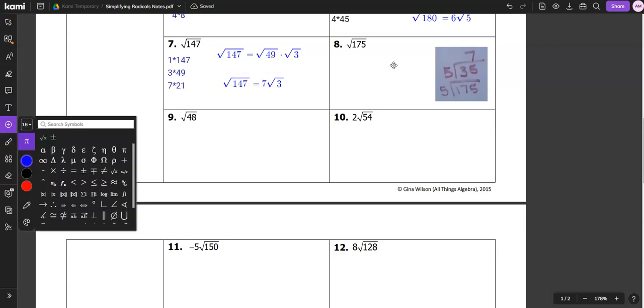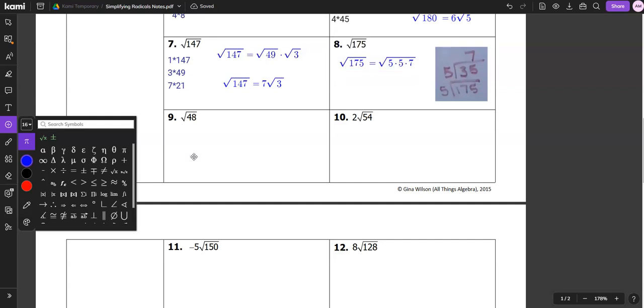And so how this works out is we are going to say that the square root of 175 is equal to the square root of, and we're going to take the numbers that are on the outside of this picture, 5 times 5 times 7. So we had a 5, we had a 5, and we had a 7.